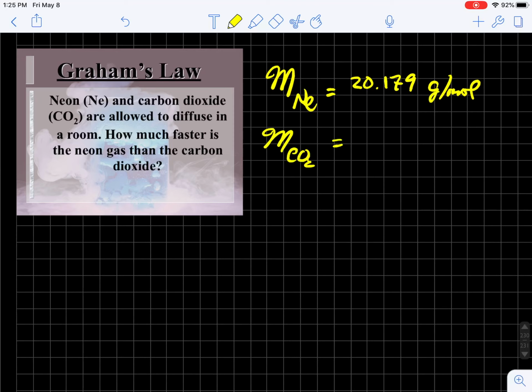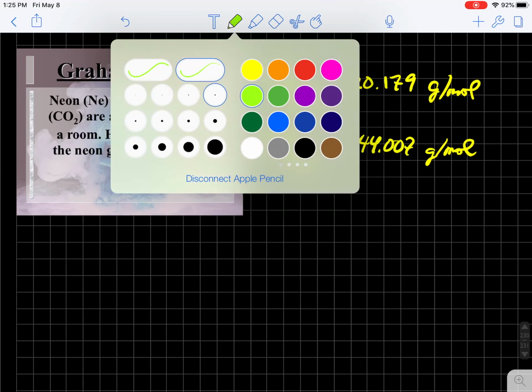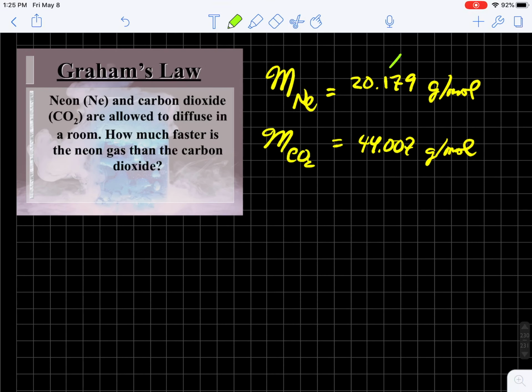And then we'll look up the molar mass of carbon dioxide, which we did in the last problem, is 44.007 grams per mole. So we know by looking at the masses that this one is going to be faster, and this one is going to be the slower particle.